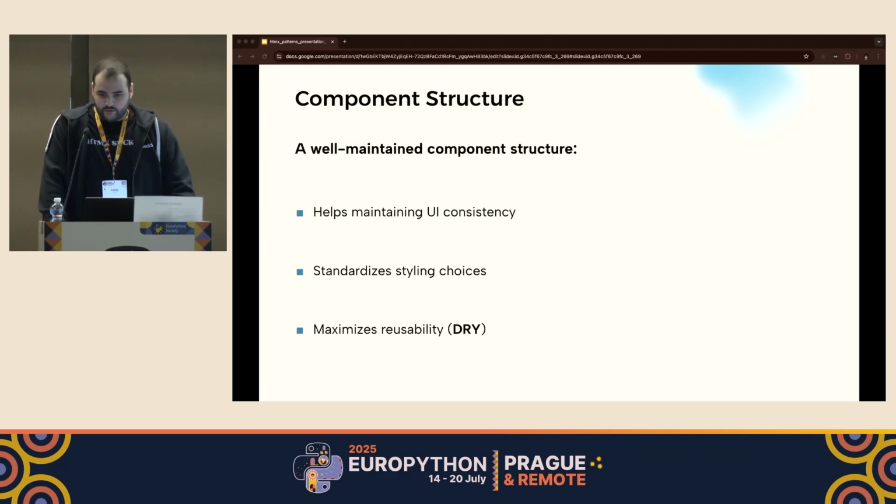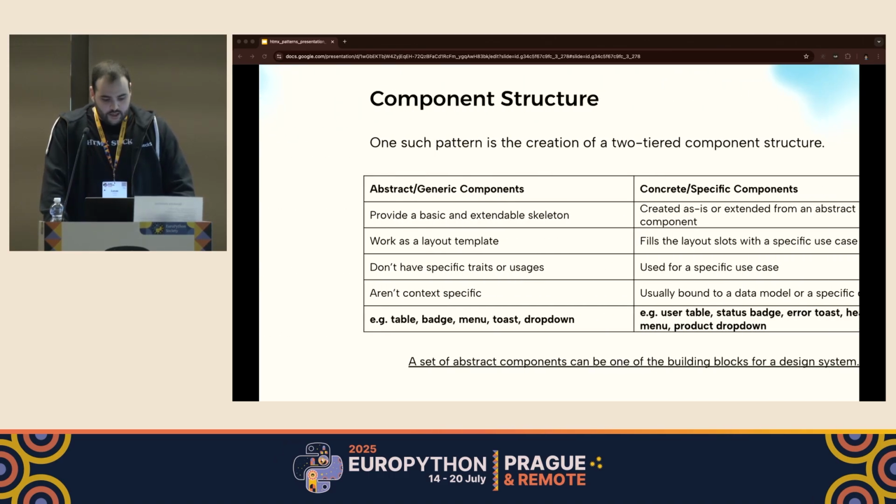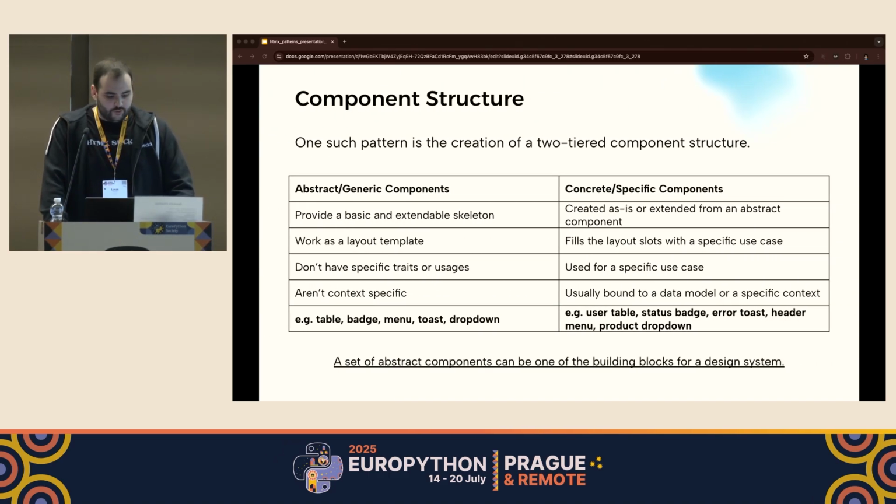So now that we have a solution for the components, we need a structure. And a well-maintained structure helps you maintain UI consistency, standardizes styling choices, and maximizes reusability, which is one of the standards for Django. A good way to do that is to have a two-layered component structure. So here we have abstract components and concrete or specific components. Usually abstract components can be extendable skeletons, just simple layouts that aren't specific or aren't usable as is.